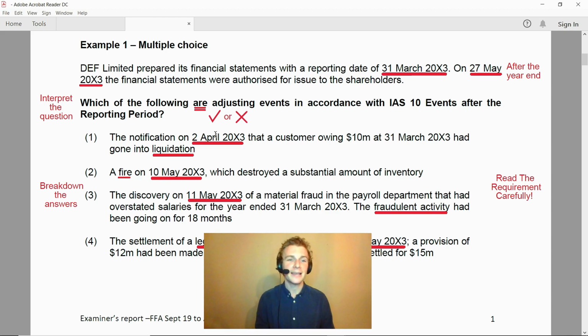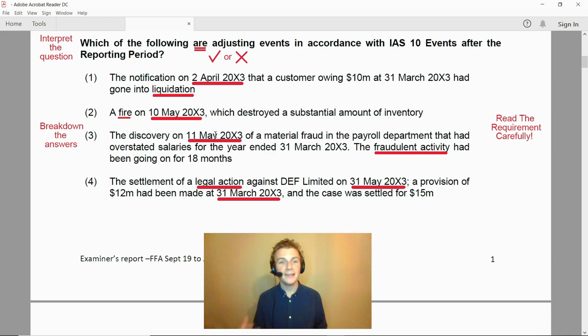So let's go back up there to DEF Limited, which prepared its financial statements with a reporting date of, key thing there, 31st of March 2003. On the 27th of May 2003, so after the year end, the financial statements were authorised for issue to the shareholders. Okay, so we know the year end and we know when they were actually issued to the shareholders, which was after that. Now we've got to go through the actual points 1 to 4 and basically say to yourself, first of all, I've got to read it through carefully, understanding where those dates come into it, break down the answers, and in some cases students prefer to do a timeline so they know where the event is falling.